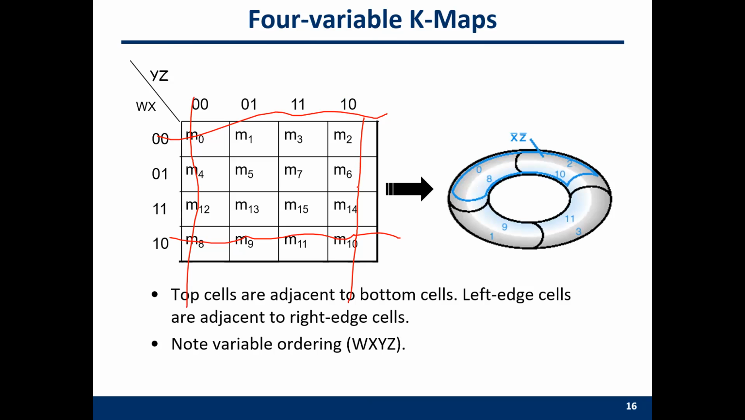Because the first column and the last column are actually connected, and the first row and the last row are actually connected. So this M0 is actually the neighbor of M8. M8 is the neighbor of M10. M0 is the neighbor of M2. So that's the reason why we can group them together.